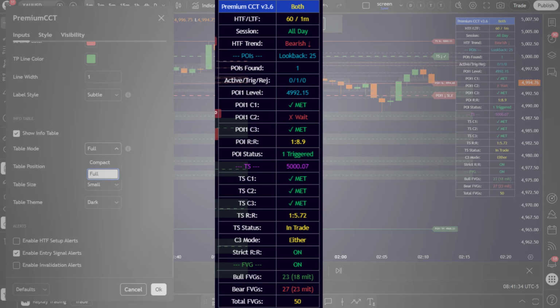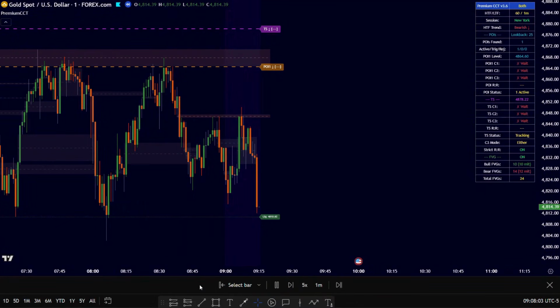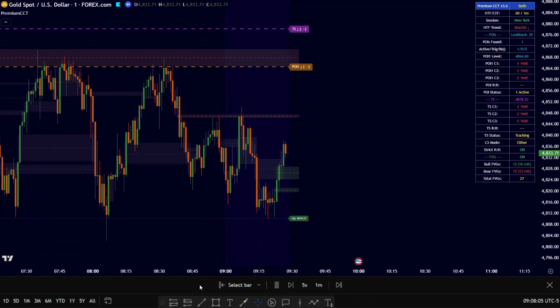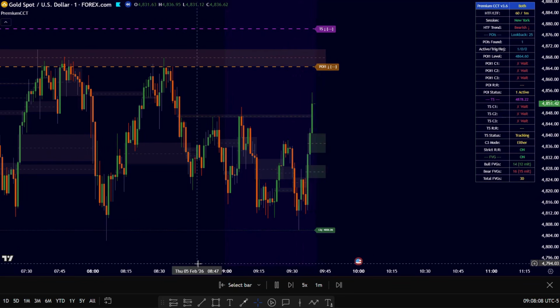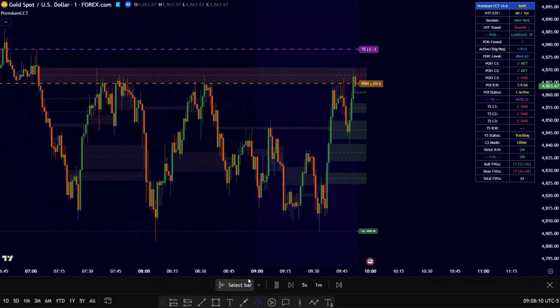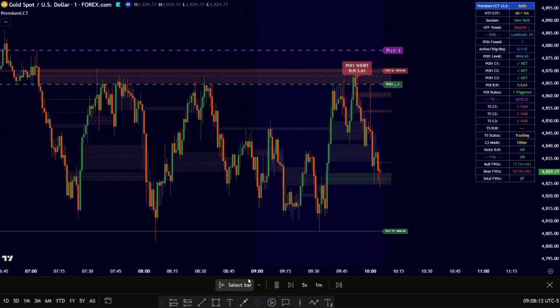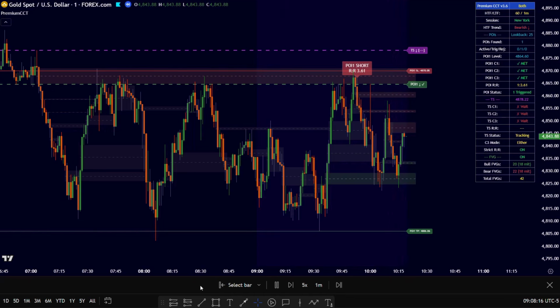The table updates in real time as price develops. You can watch C1X turn to C1 checkmark as retracement happens. You can see the risk-reward ratio update tick by tick. You can track FVG count as new gaps form during the setup period.